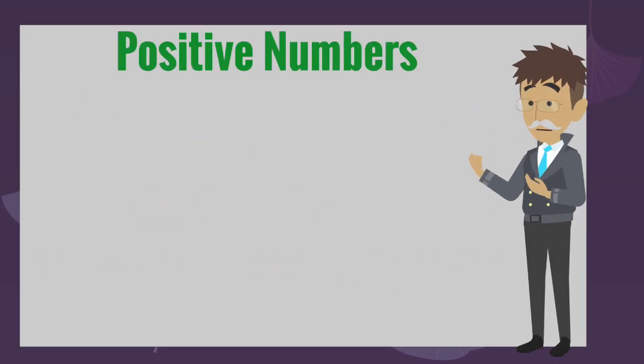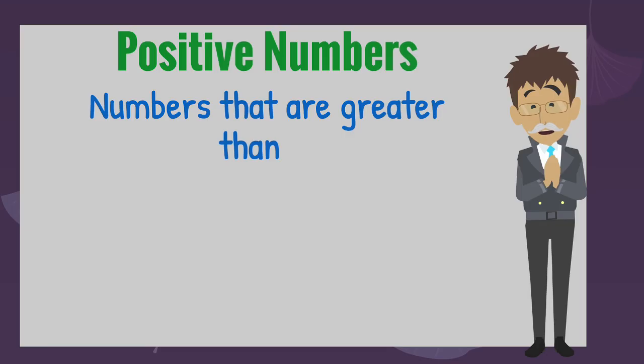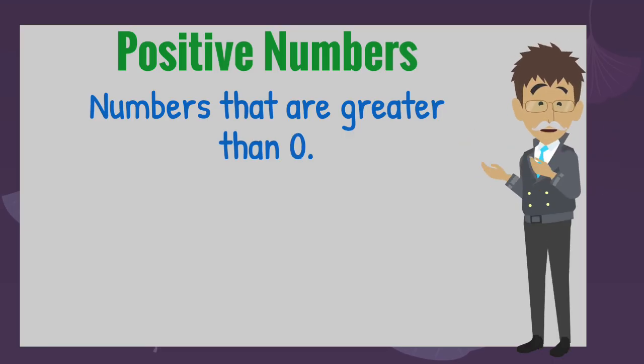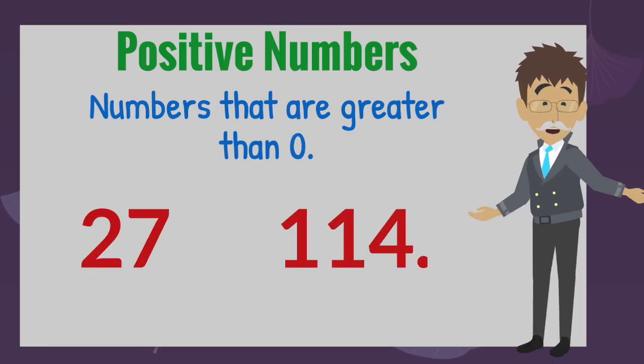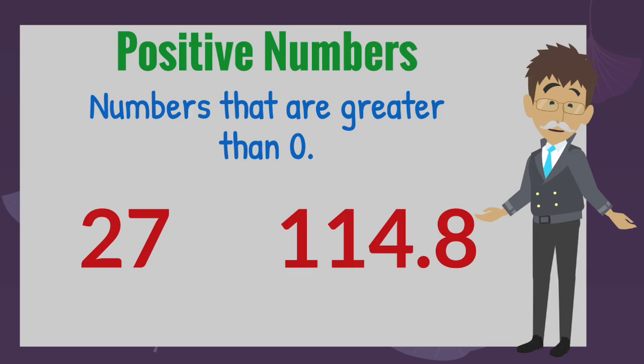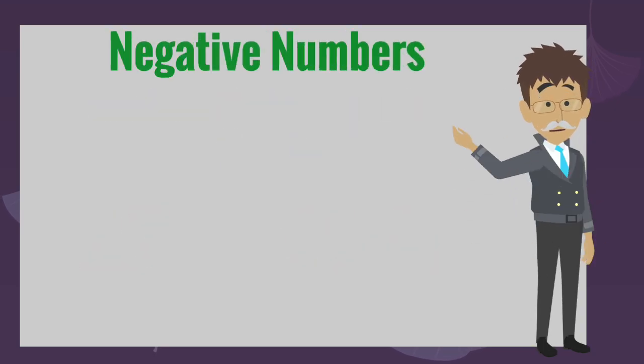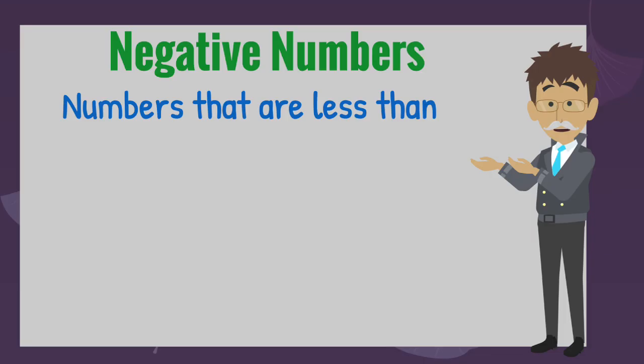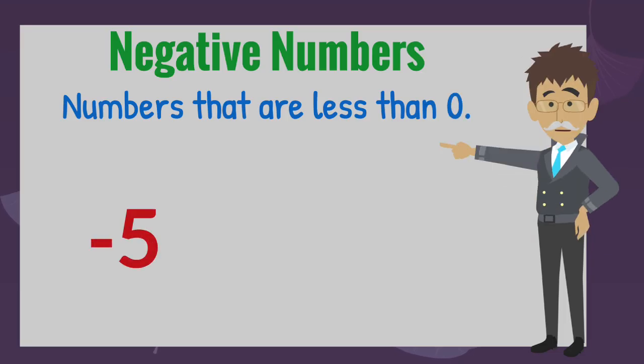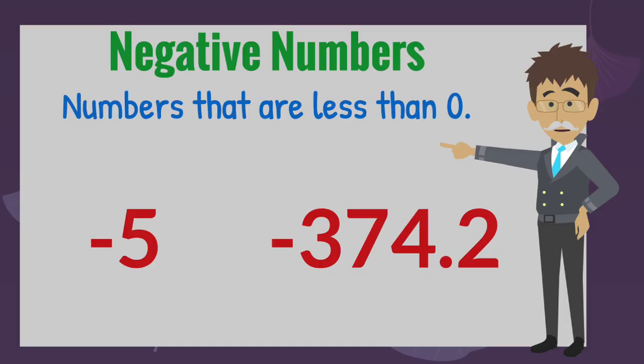Positive numbers. Numbers that are greater than 0. For example, 27 and 114 and 8/10 are positive numbers. Negative numbers. Numbers that are less than 0. For example, -5 and -374 and 2/10 are negative numbers.